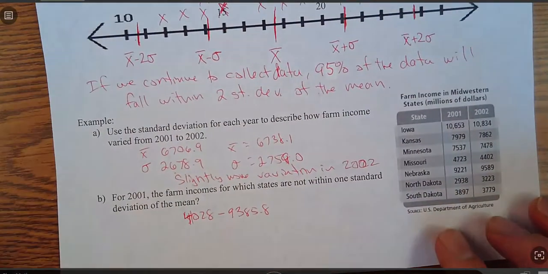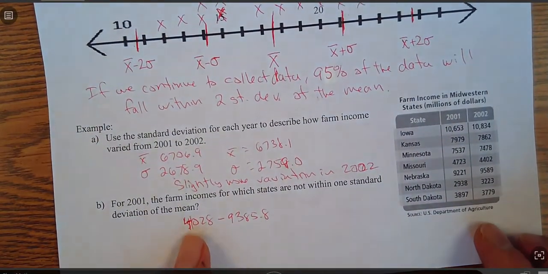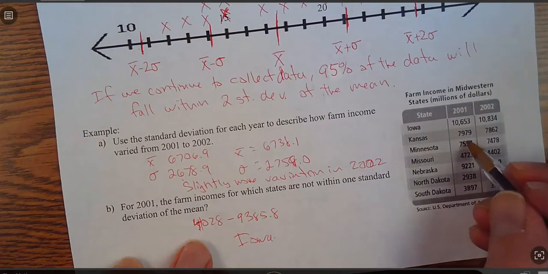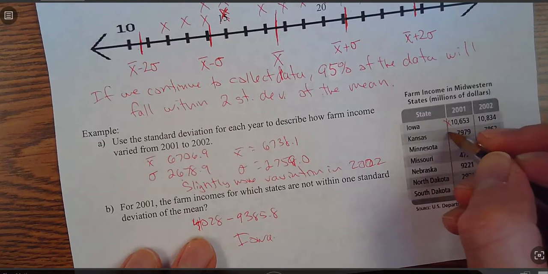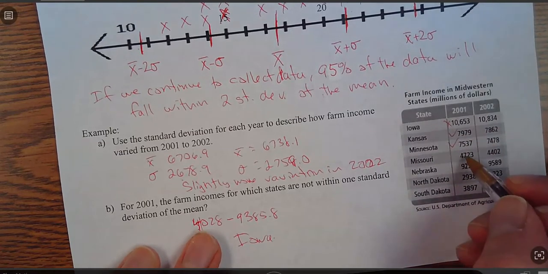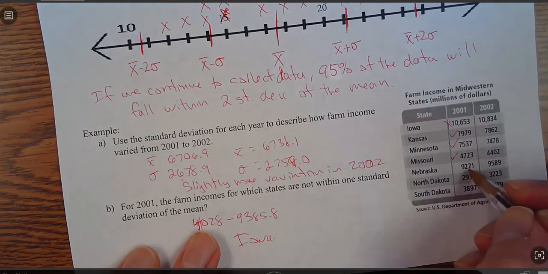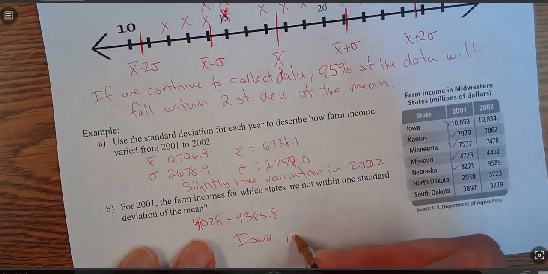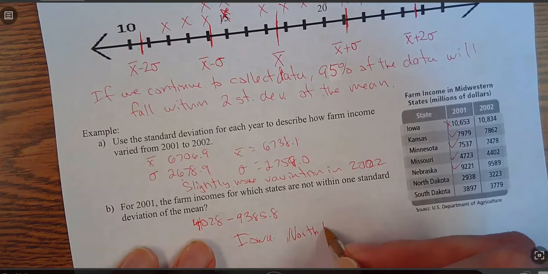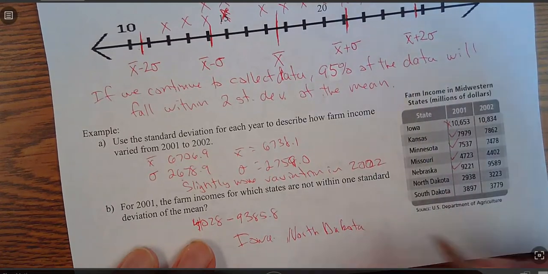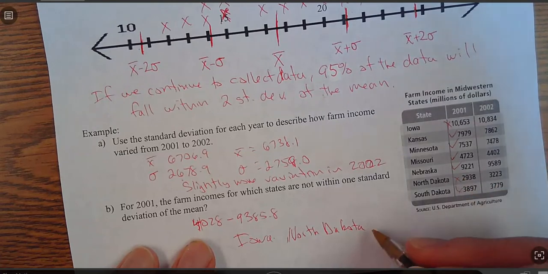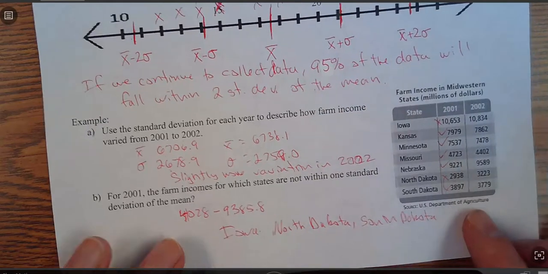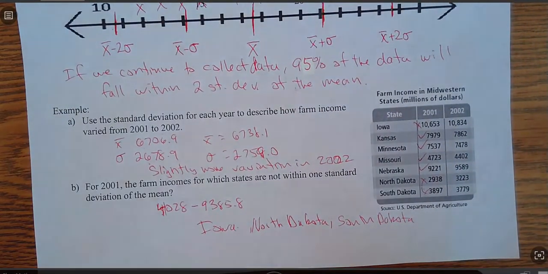Which of these are not? It looks like, let's see, Iowa's not. So this one's not, this one is, this one is. Ooh, that one just barely made it. That one barely made it. That's too low. So North Dakota and then South Dakota. So now that's within one standard deviation.